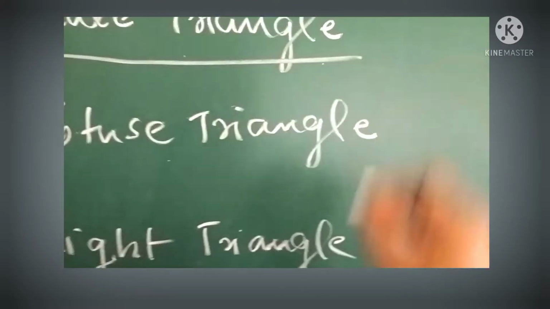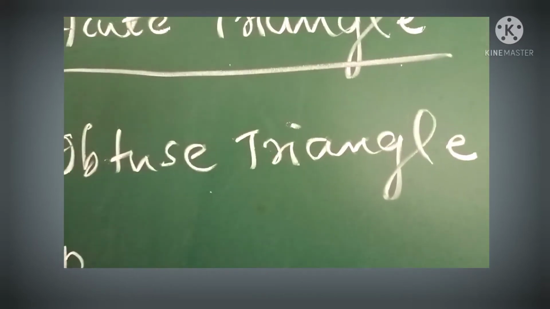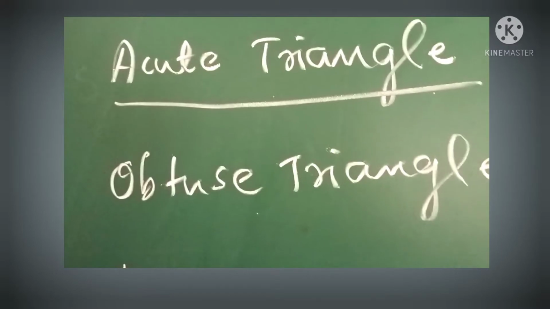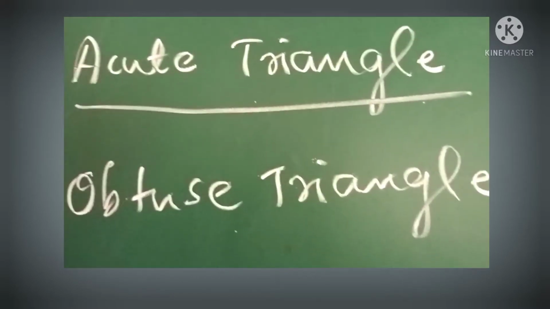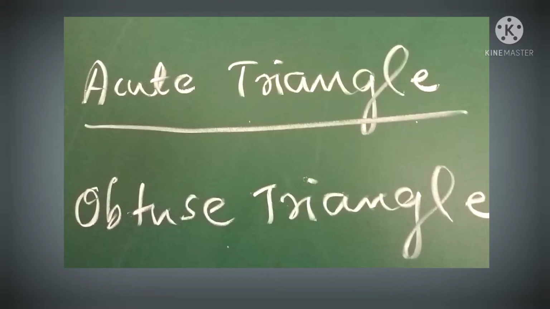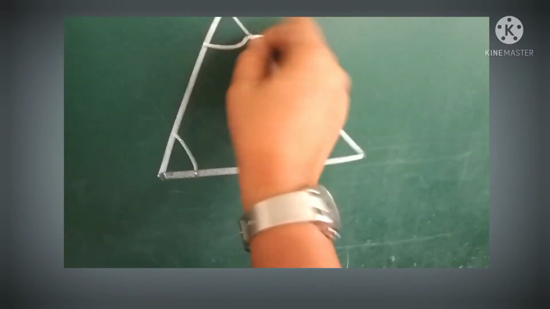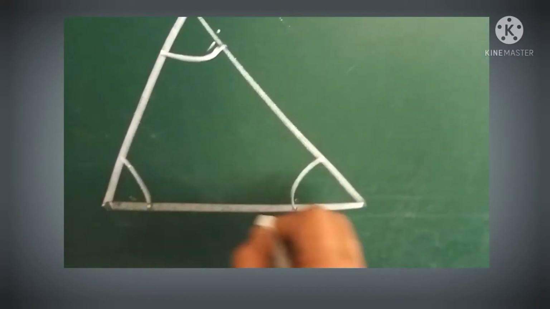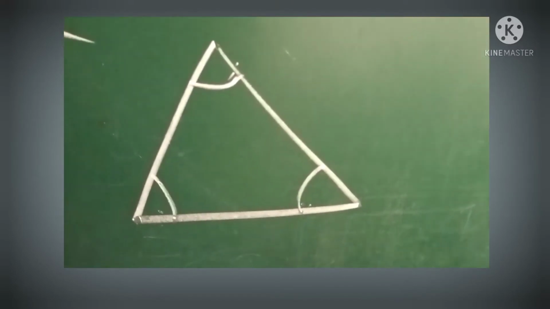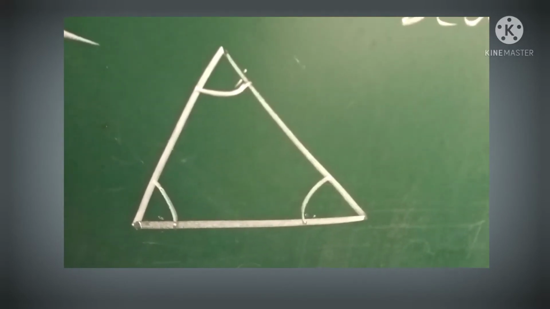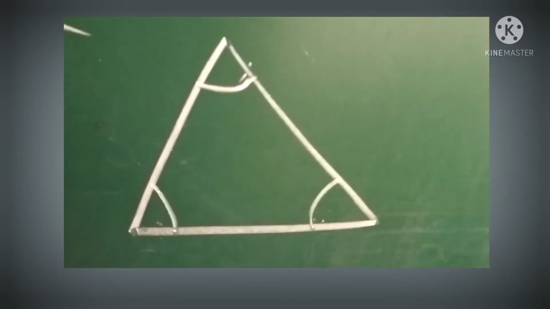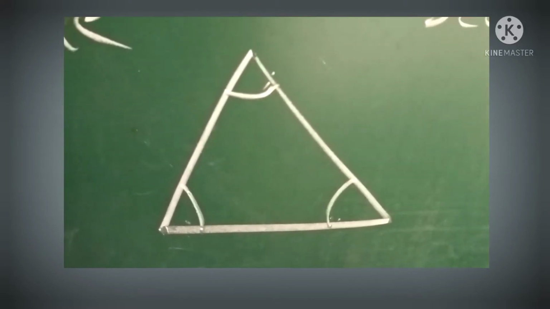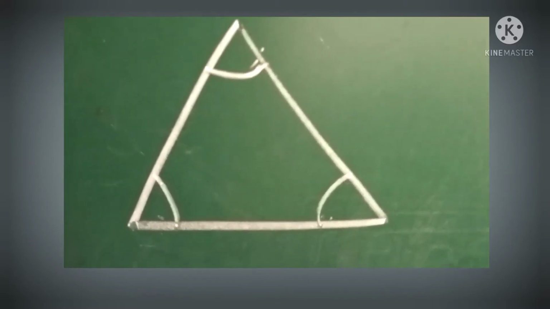Acute triangle. We know that a triangle is a closed figure using 3 line segments. That means it is a polygon using 3 line segments. Then acute triangle. Here can you see that all these angles are acute. That means all these 3 angles are acute. These types of triangles are called acute triangles. In a triangle, if all the angles are acute, then that type of triangle is called an acute triangle.